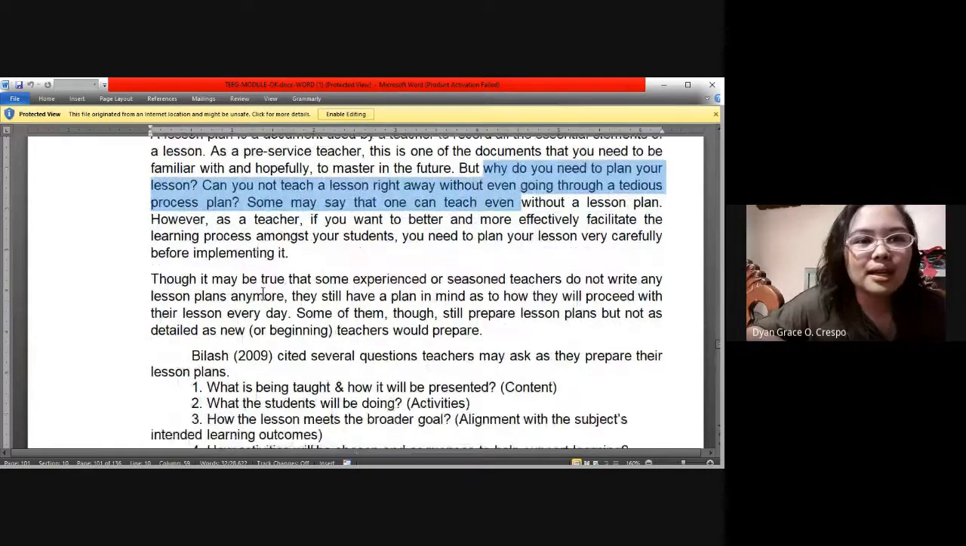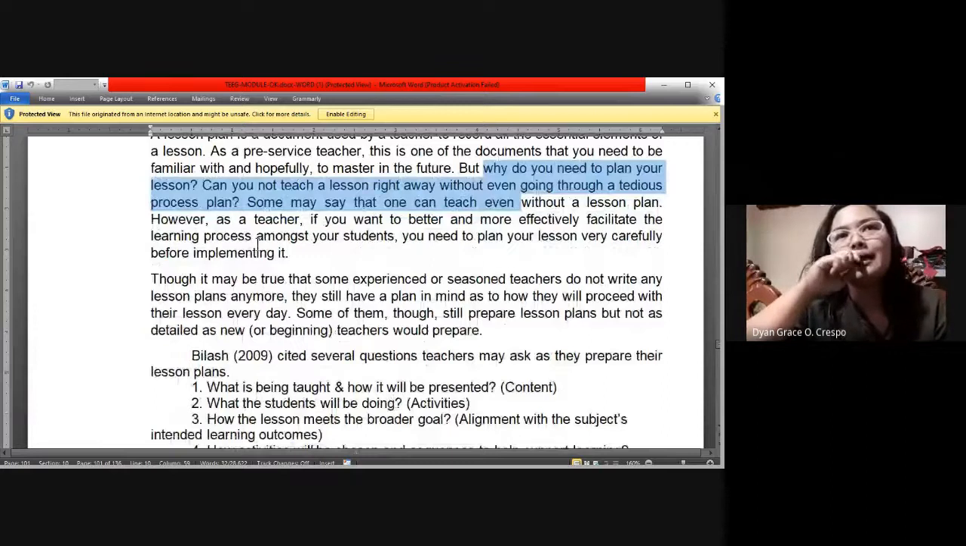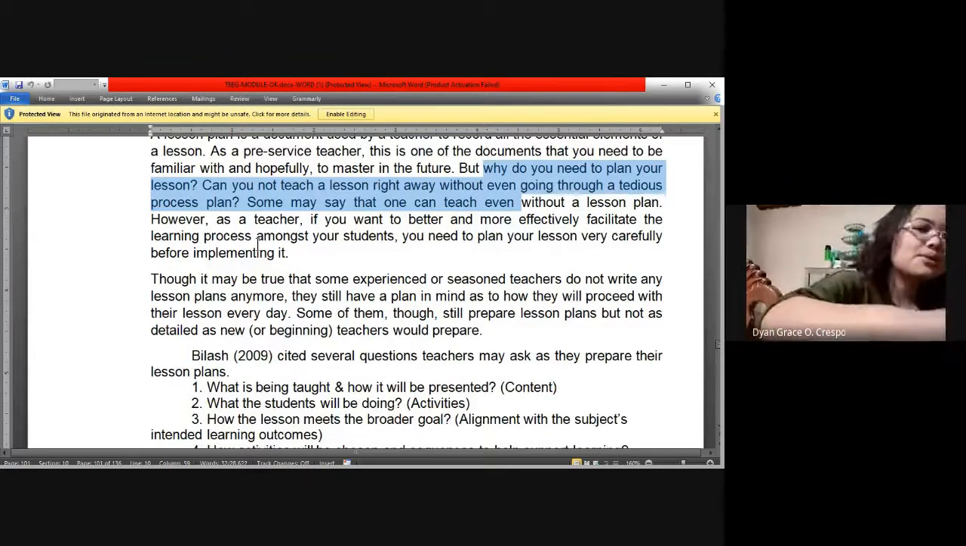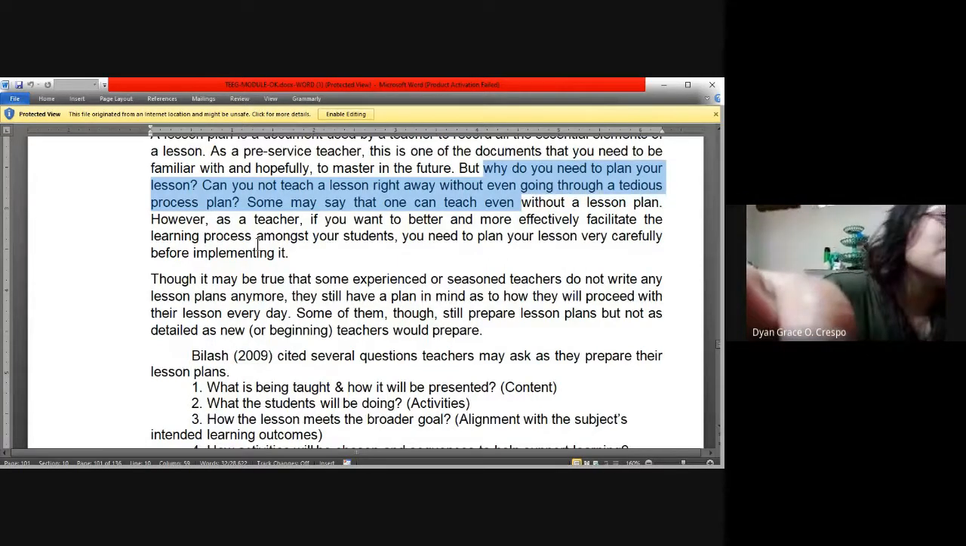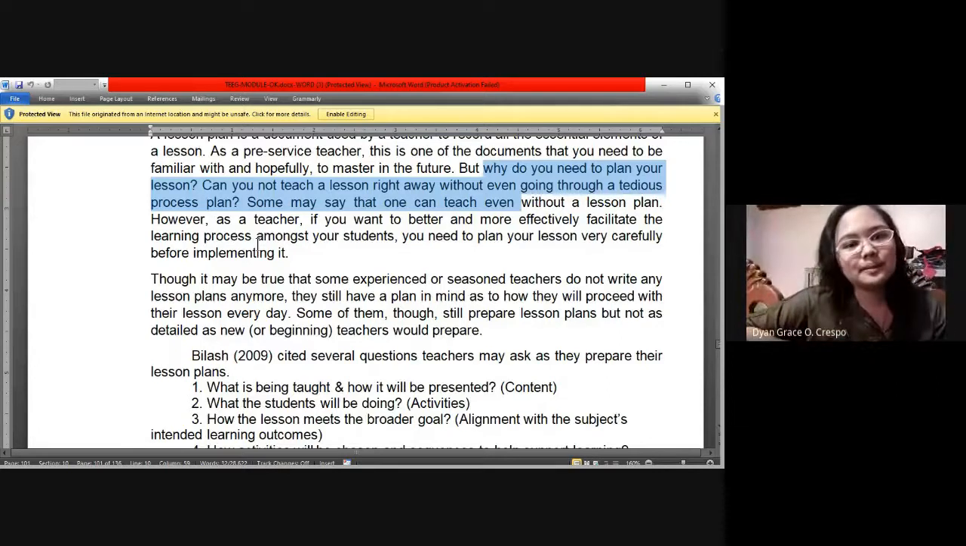Now, naririnig ko yan sa mga ibang tao. Si Jesus nga, he is the great teacher pero wala siyang lesson plan. Okay, so yes, walang lesson plan si Jesus Christ. Wala ding ganito, wala ding ganito. Pero kahit ganon, iba kasi yung turo ni Jesus Christ. Iba during that time.